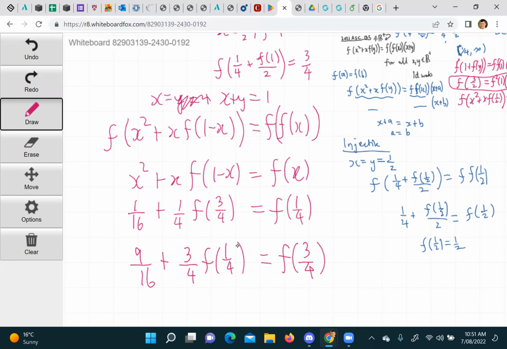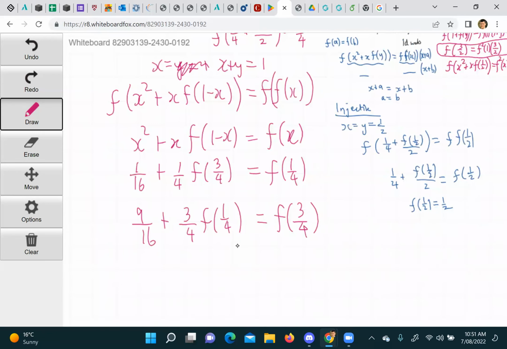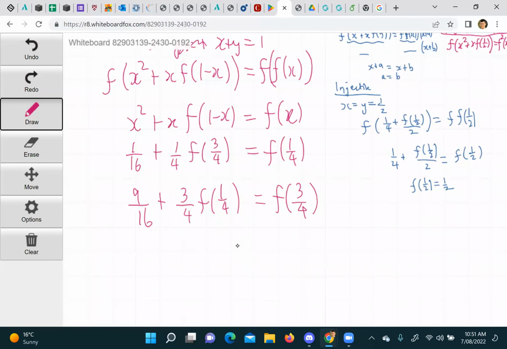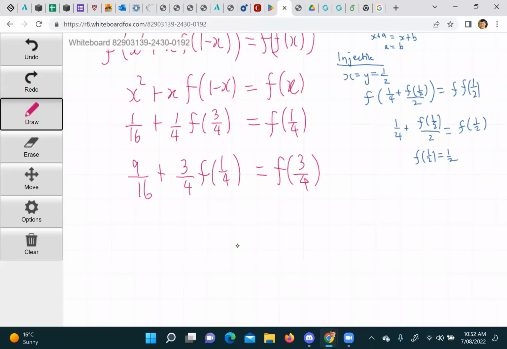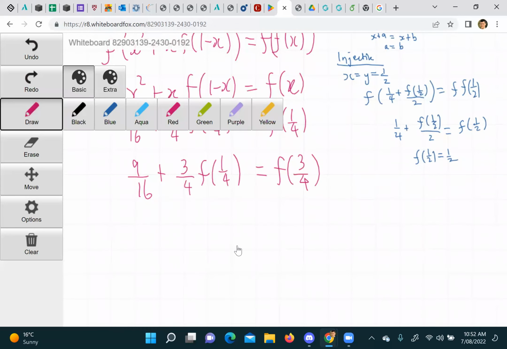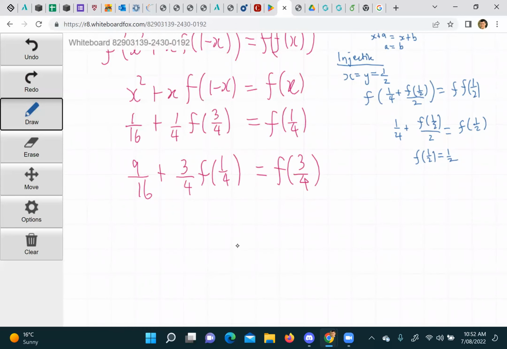Now we can substitute that expression for f(1/4) and get 9/16 + 3/4 (1/16 + 1/4 f(3/4)) = f(3/4). So you have two equations and two unknowns, and you can find them both. You solve for f(3/4) using those simultaneous equations, and you get f(3/4) = 3/4.